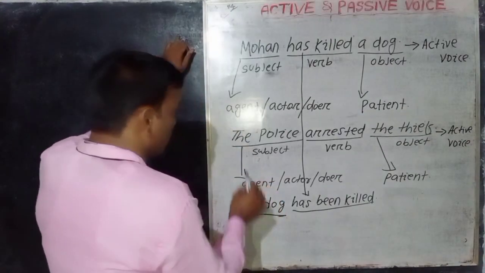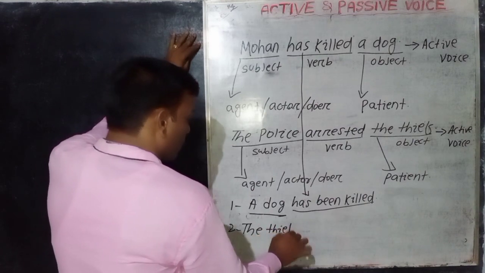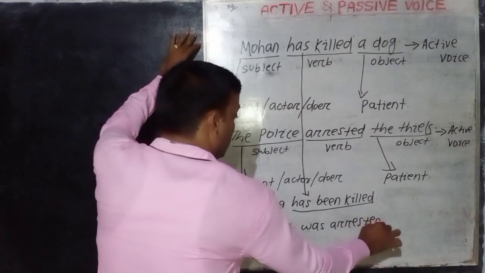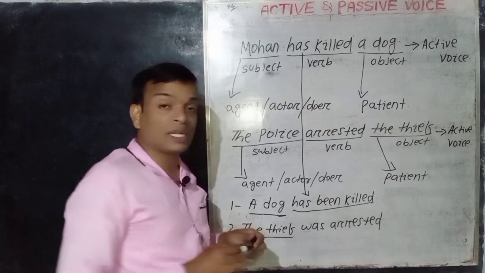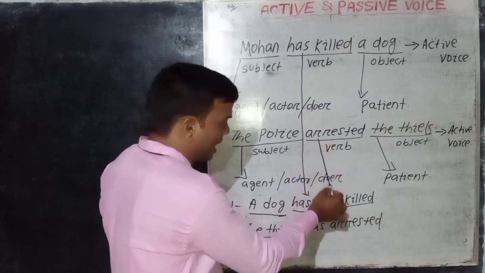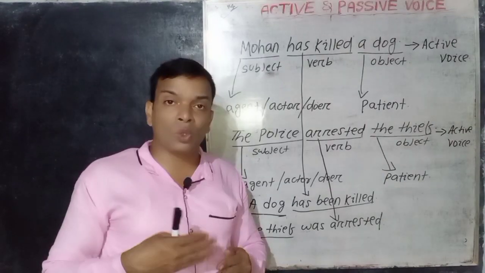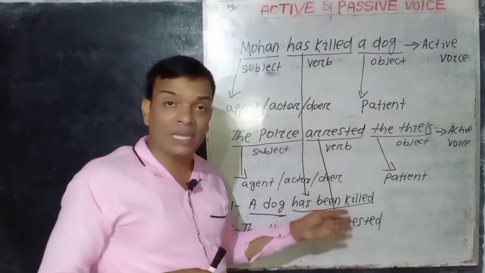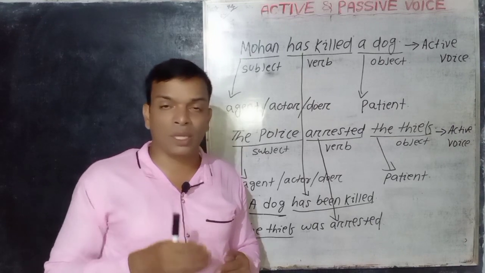Then another sentence: the thief was arrested. See, in the beginning of the sentence the particular object or the patient, the thief, is used. And the particular verb arrested has been changed into was arrested. And here also I want to know about the particular patient or object and what has happened to him. As I am not interested to know about the agent, there is no necessity to use the agent here.